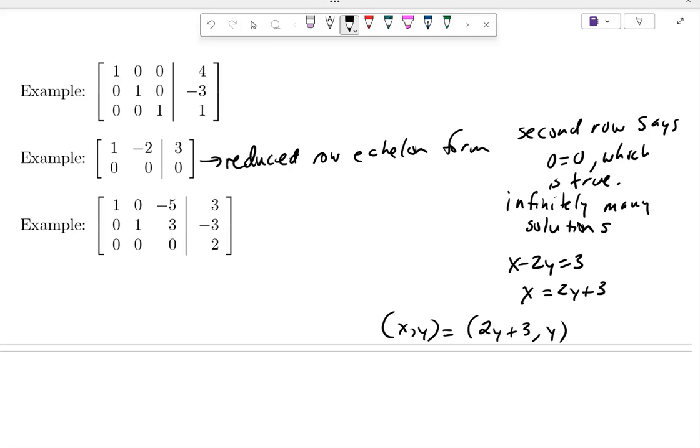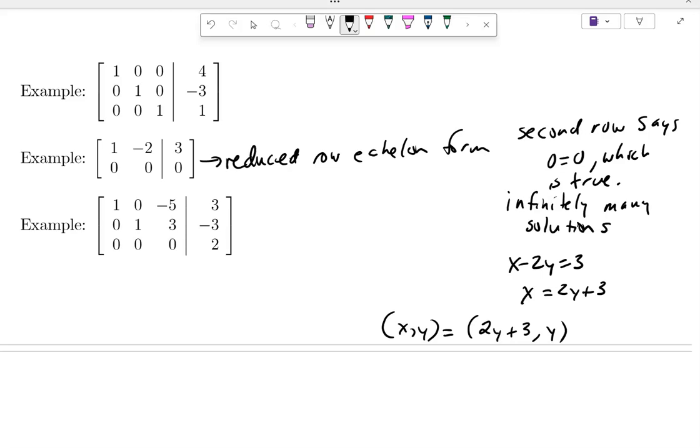Remember that when we have infinitely many solutions, one of our variables we treat like it's a parameter. Well, that just means that it can be any number that you want. So if I pick a y, I know exactly what my x has to be. So when I write it as an ordered pair, y can be anything, but then my x has to be 2y plus 3 from that equation. I know it's a little weird. Okay, all right.